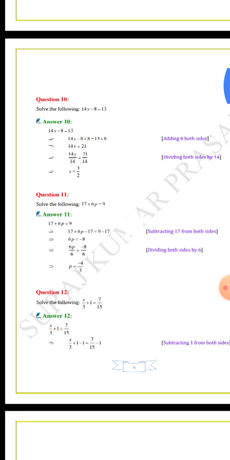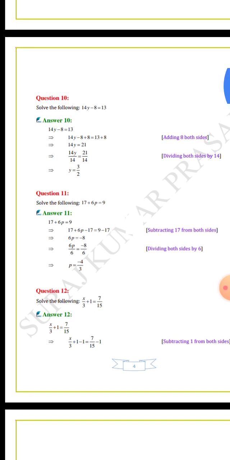And by dividing by 6 on both the sides, we get 6p by 6 is equal to minus 8 by 6. Then the value of p is equal to minus 4 by 3. We got this by cancelling 6p by 6, both the 6 get cancelled, and minus 8 by 6 we can cancel into minus 4 by 3, and the value of p is minus 4 by 3.